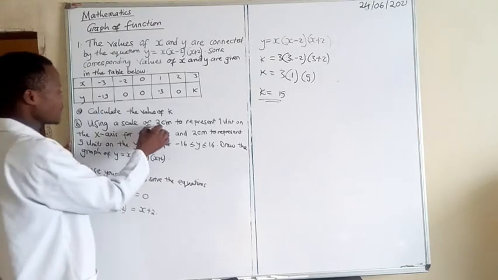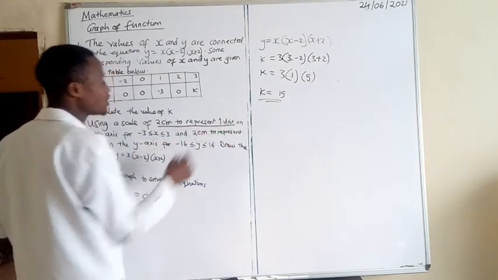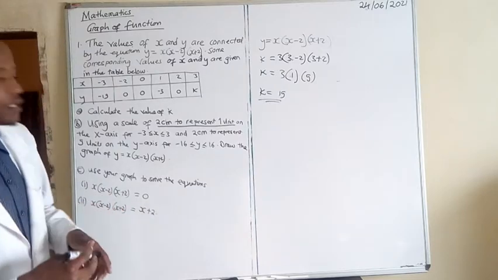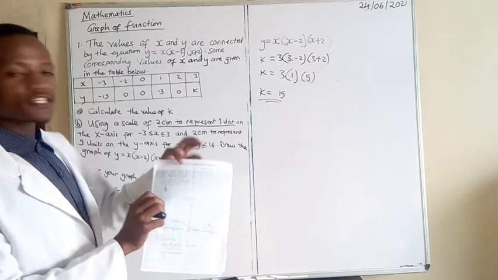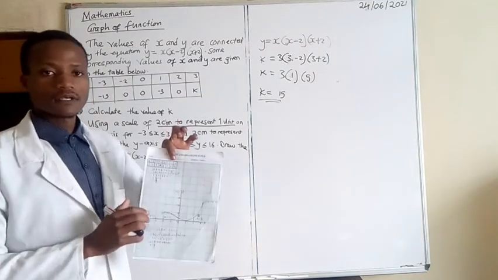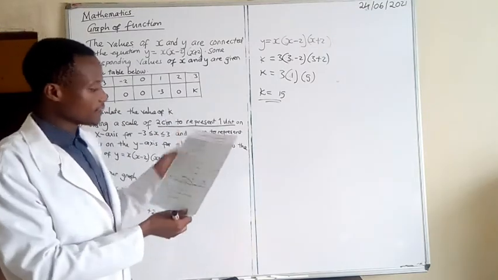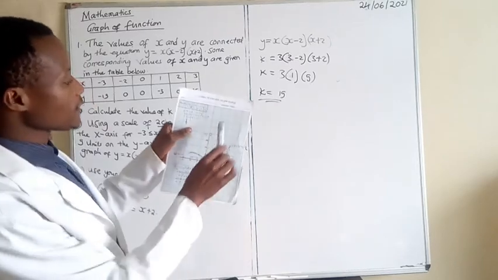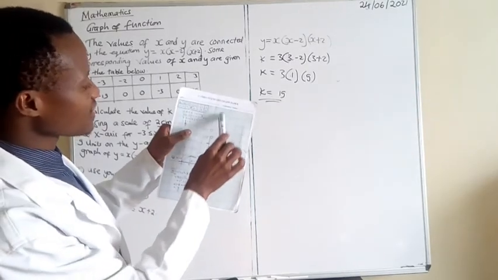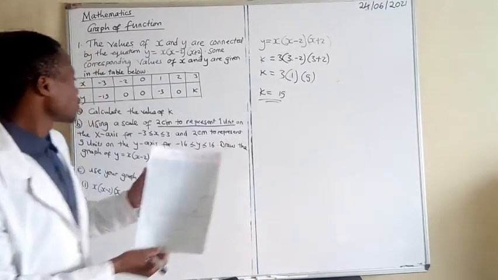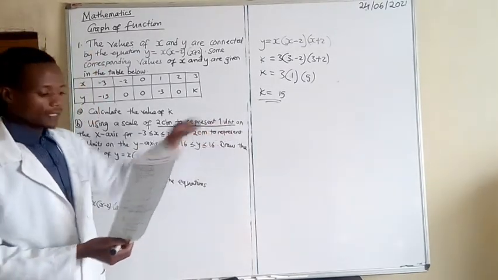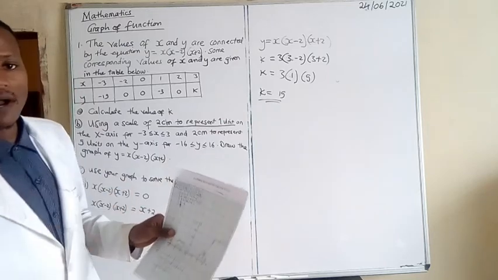Using 2 centimeters to represent 1 unit on the x-axis. The graph is measured already, it has measurement. So this graph paper has measurement. If you can see this bigger box, it is 2 centimeters on its own. So if they say 2 centimeters to represent 1 unit, it means you'll be counting in ones.